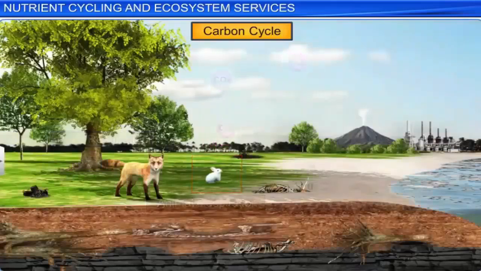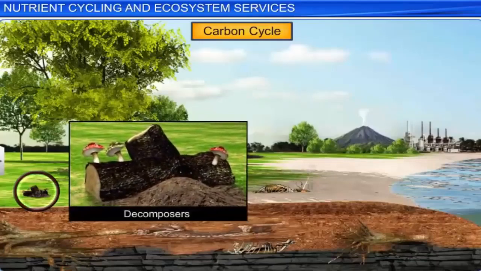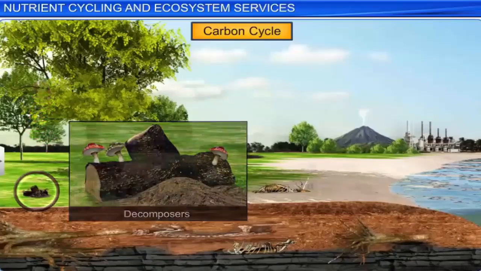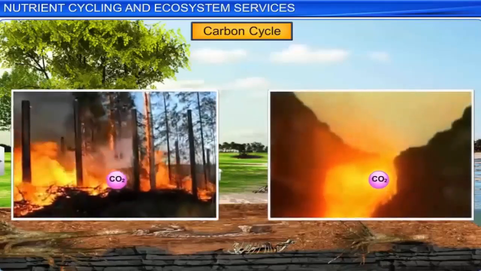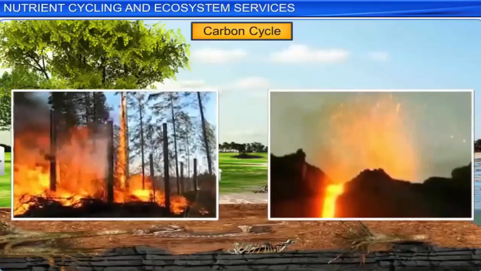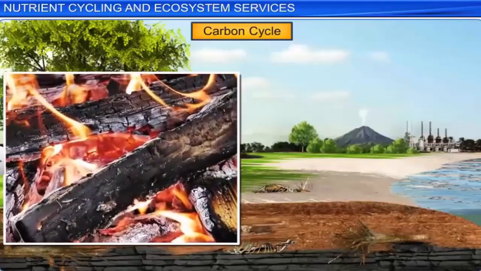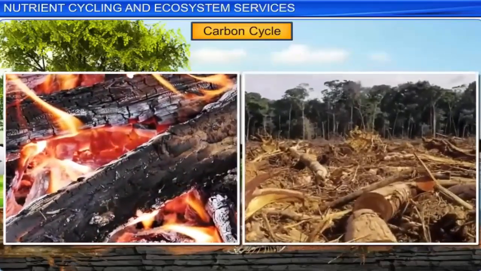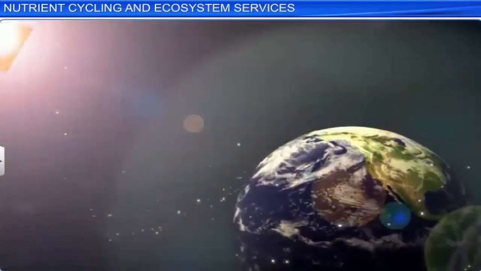Decomposers are also major contributors to the carbon pool. They break down waste materials and dead organic matter and return carbon to the atmosphere in the form of carbon dioxide. Natural events like forest fires and volcanic activities also release carbon dioxide. Apart from these sources, human activities like burning of wood and fossil fuels and rapid deforestation has also led to a marked increase in the amount of carbon in the atmosphere, thereby affecting the carbon cycle and leading to the greenhouse effect.